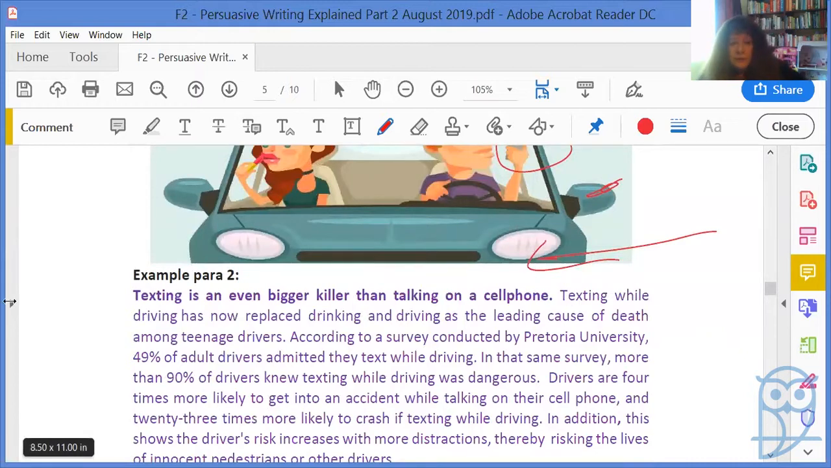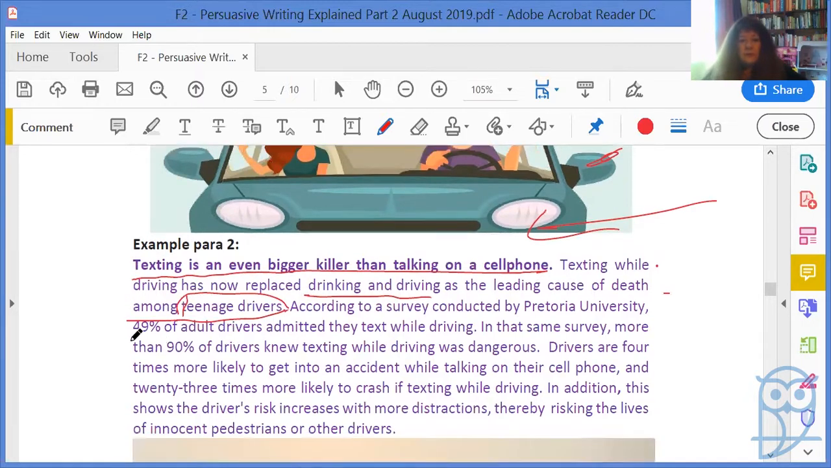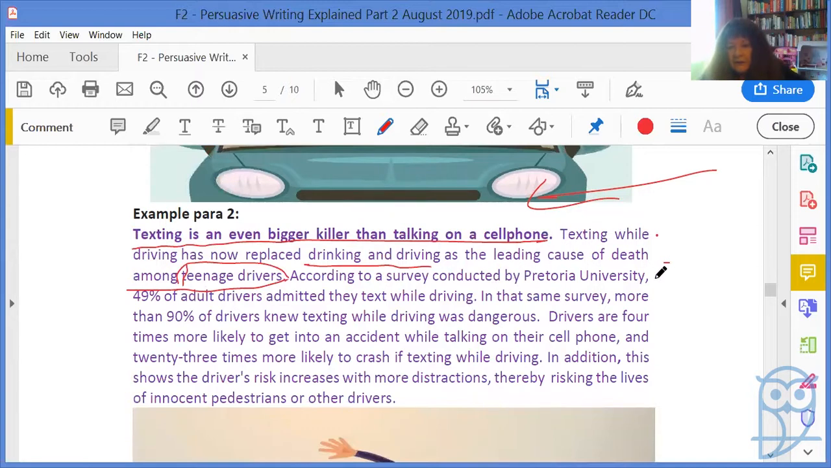Here's an example of paragraph 2. Again, topic sentence in bold. Texting is an even bigger killer than talking on a cell phone. Texting while driving has now replaced drinking and driving as the leading cause of death among teenage drivers. So you guys will probably all be teenage drivers at some point when you learn to drive. Okay, so make sure you do not do this. According to a survey conducted by Pretoria University, 49% of adult drivers admit they text while driving. That's half the people on the road. And in that survey, more than 90% of drivers knew that texting while driving is dangerous.